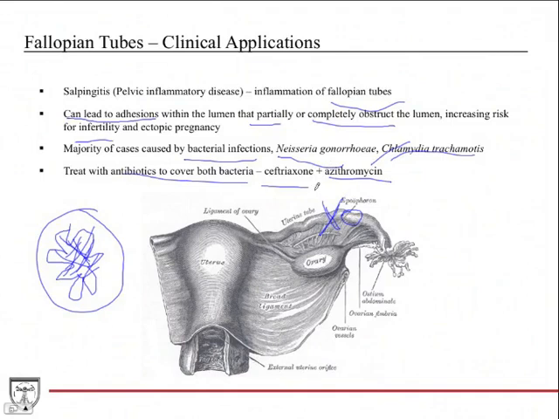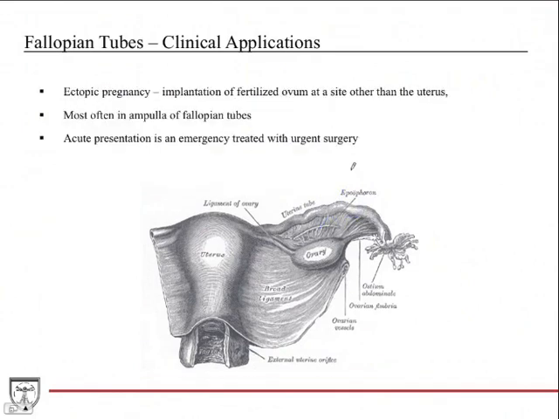Now, a common board question would be, let's say you have a patient come in with PID, and you give them ceftriaxone, and then on a subsequent follow-up visit, they're infertile, they can't get pregnant, or they come into the ER with an ectopic pregnancy, and they'll ask you what happened. Well, the problem is the treating physician didn't cover for both. They didn't give ceftriaxone with azithromycin. So you give both antibiotics to cover both bacteria.